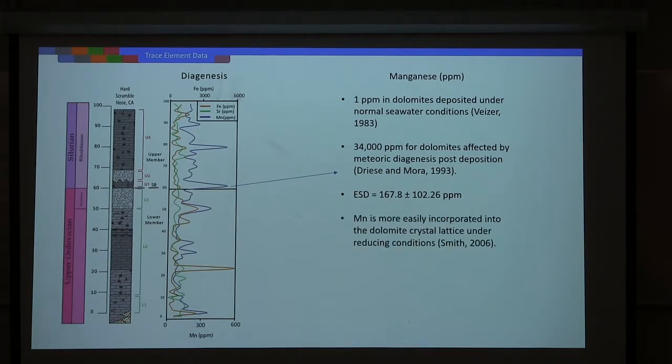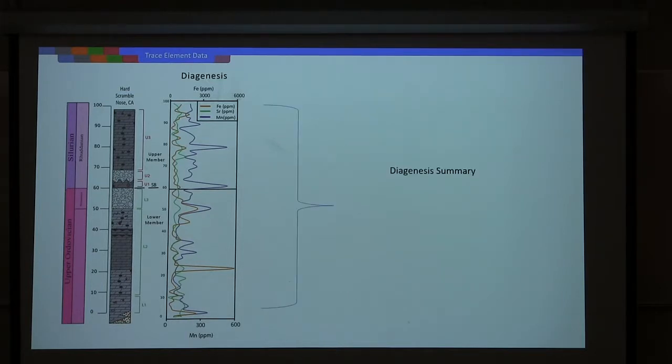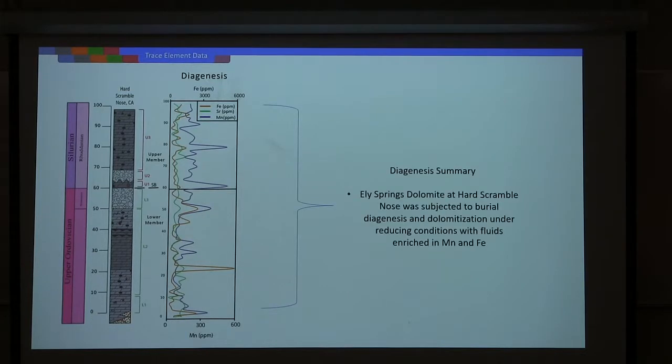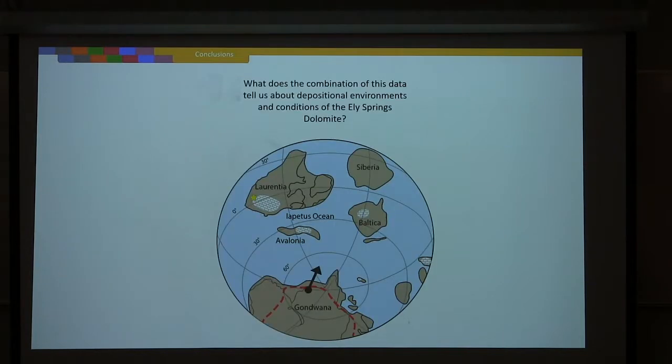We're probably seeing some increase in manganese because manganese is more easily incorporated into the dolomite crystal lattice under reducing conditions. And furthermore, under burial diagenesis, it was probably subjected to fluids enriched in manganese. So basically our diagenesis summary is telling us that the Ely Springs dolomite was subjected to burial diagenesis under reducing conditions with fluids enriched in manganese and iron while being depleted in strontium.